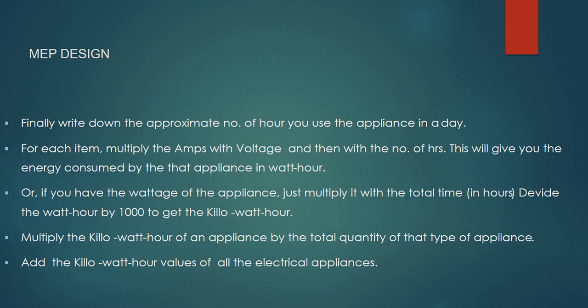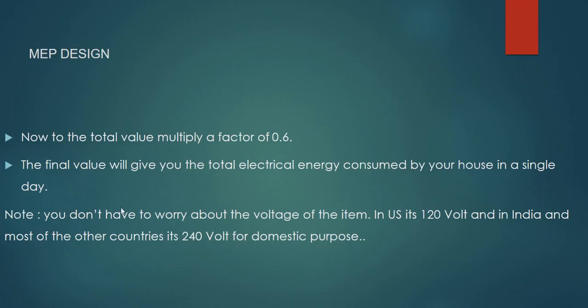Next, multiply the kilowatt hour of the appliance by the total quantity of that appliance, and add the kilowatt hour values of the appliances. Now this is the most important point: multiply the total value by a factor of 0.6. This is the maximum demand for the energy consumed. The final value will give the total electrical energy consumed by your house in a single day.